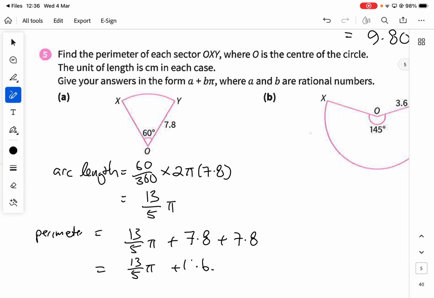Now, y'all try on your own. Same one. The whole idea is the same. Find the arc length first, leave it in terms of pi, then after that add the 2 radius.